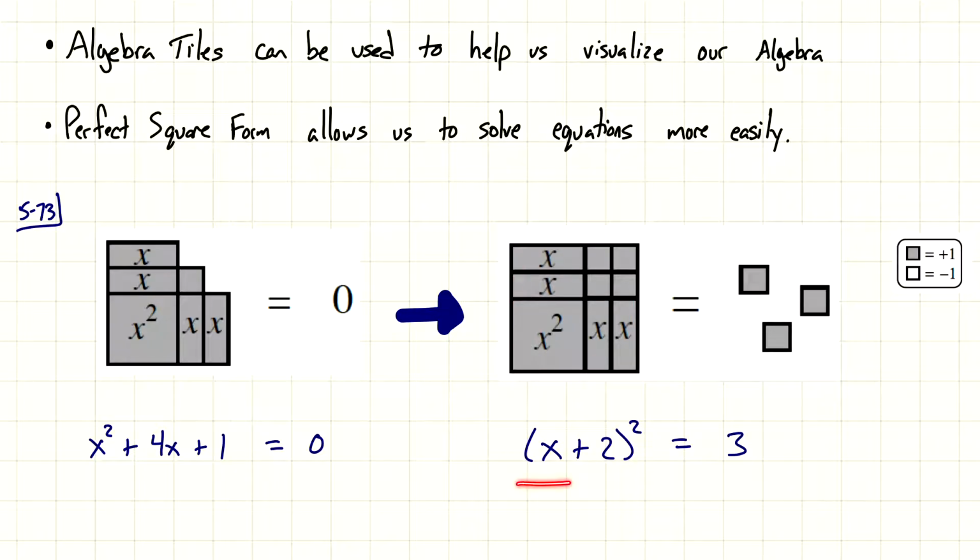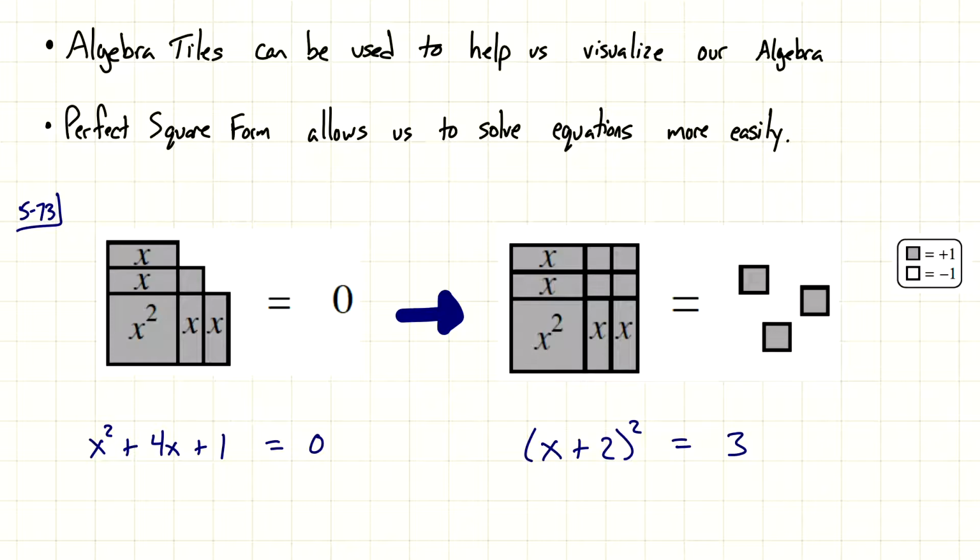Well, if you look below, and I think I mentioned this before when we looked at perfect square form, the dimensions of this area model with the algebra tiles are x plus 2, which means the area of the whole thing is x plus 2 squared. That's really the same thing as x plus 2 times x plus 2. And this perfect square form is something, if you remember, that we know how to solve by square rooting both sides.